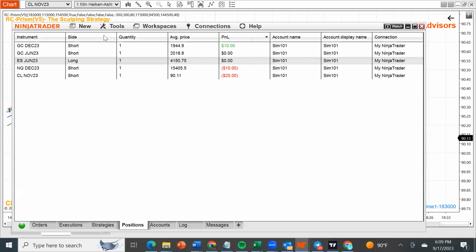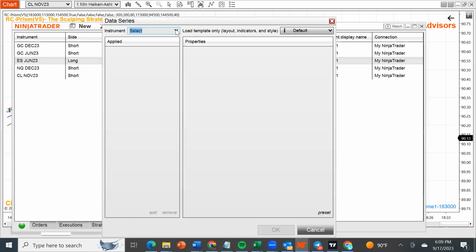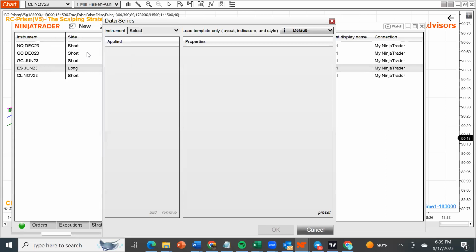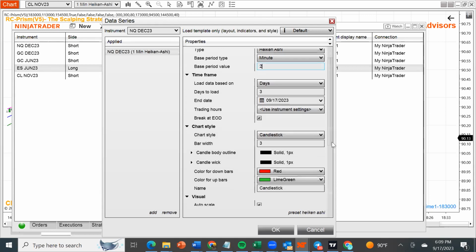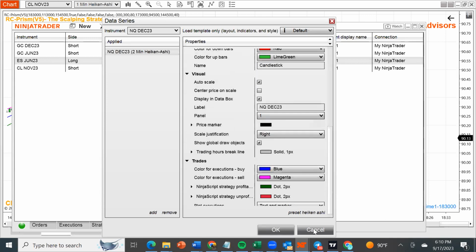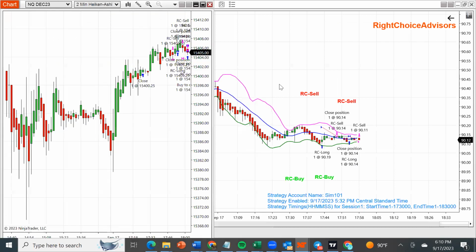So once you complete that, then what you have to do, you open new, and then you go to chart, and then for example, let us say we want to run it on NQ, and let's take 2 minutes. NQ 2 minutes. Order fill. Remove the break at end of the day. Say okay. Right now you have a new chart.